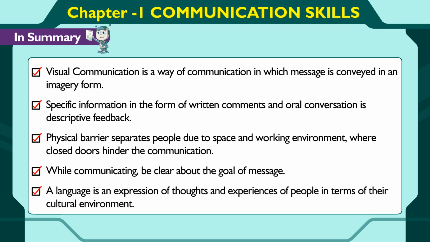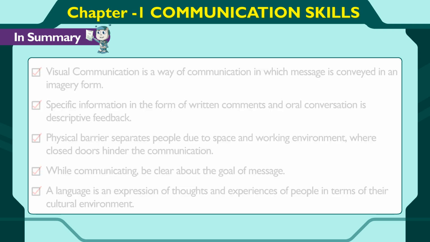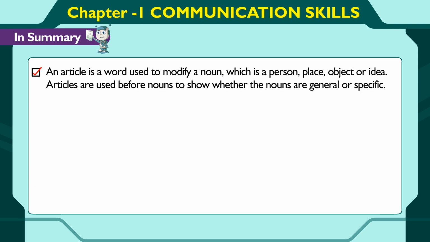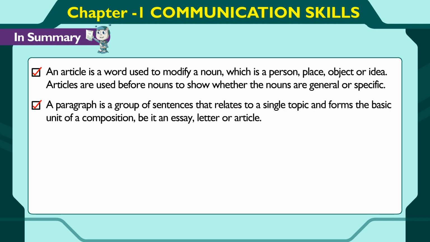A language is an expression of thoughts and experiences of people in terms of their cultural environment. An article is a word used to modify a noun, which is a person, place, object, or idea. Articles are used before nouns to show whether the nouns are general or specific. A paragraph is a group of sentences that relates to a single topic and forms the basic unit of a composition, be it an essay, letter, or article.